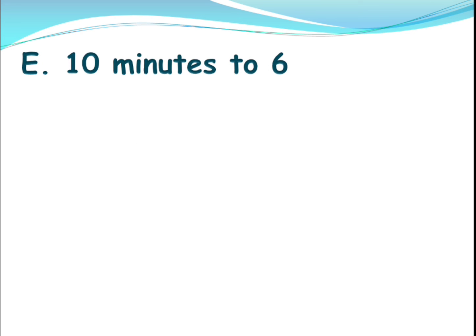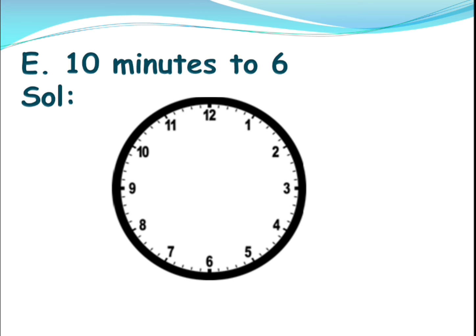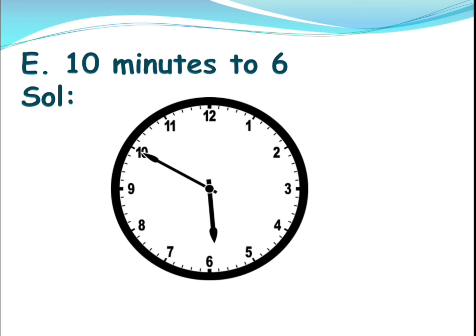10 minutes to 6. That means we have to go to 6, but we have not reached it yet, we are still in 5. Let me draw. So this is your clock. 10 minutes to 6 means we did not reach 6, it is still in the 5. That means the short hand will be pointing towards the 5, in between the 5 and 6. And 10 minutes to means from 12 you need to count 5, 10. So the longer hand will be pointing to 10, like this. Okay, children, in this way you need to draw.